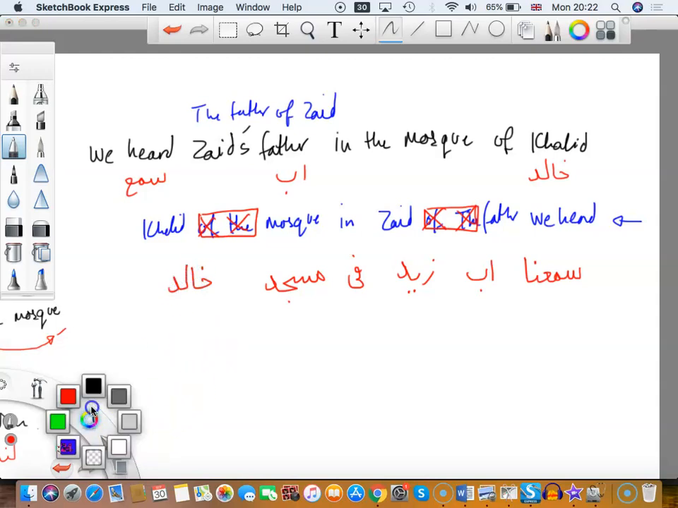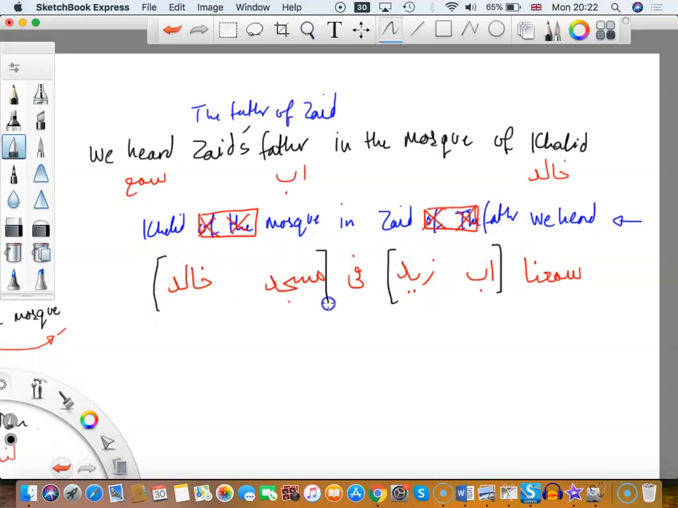Then what do we do? Put brackets around the of rule. So this is the first word, that's the second word. That's the first word, that's the... So we already know what vowel does the second word take? How many kasras? Yeah, Zaydin. And Khalid? 2 kasras, yeah? Easy.